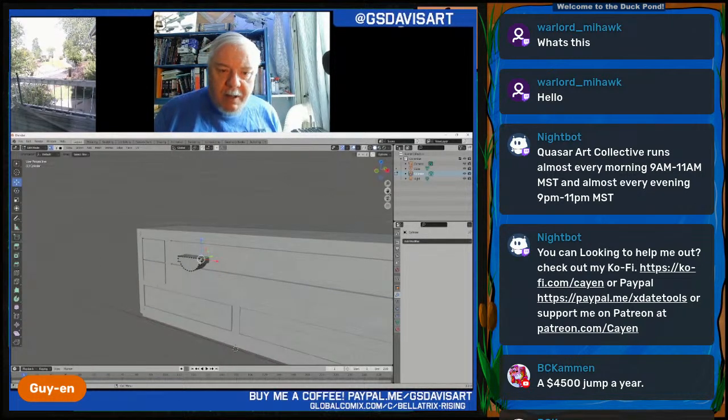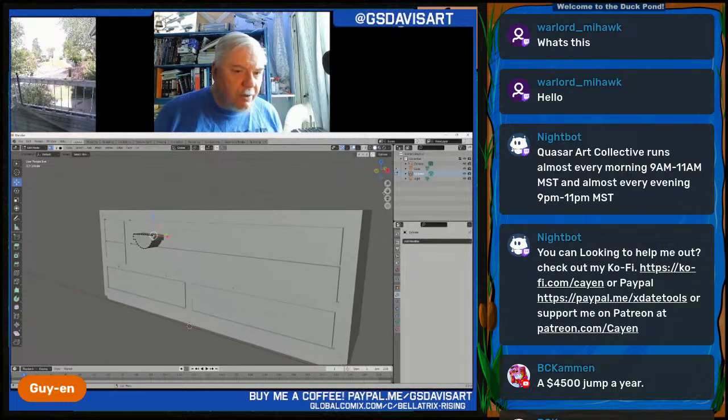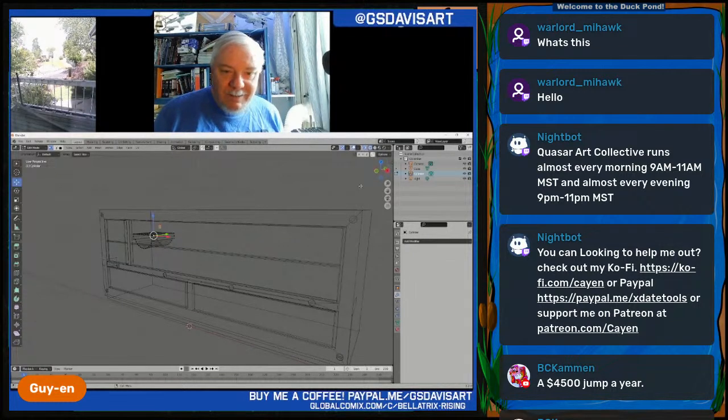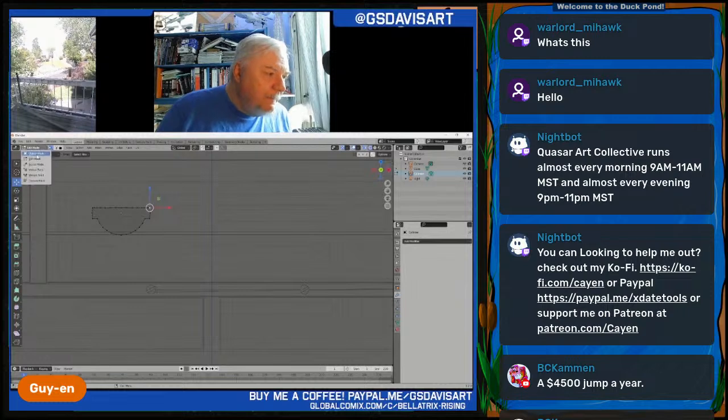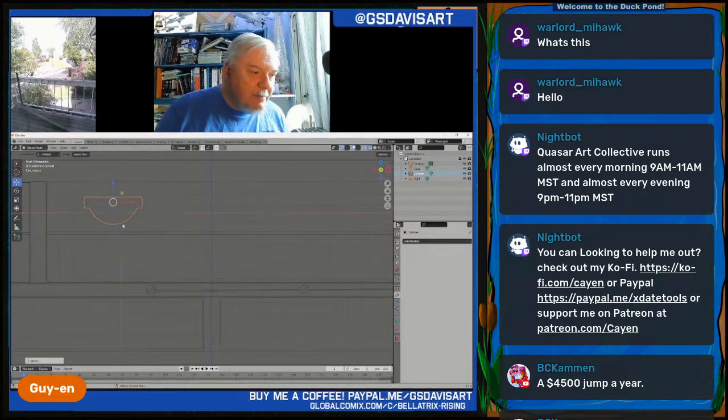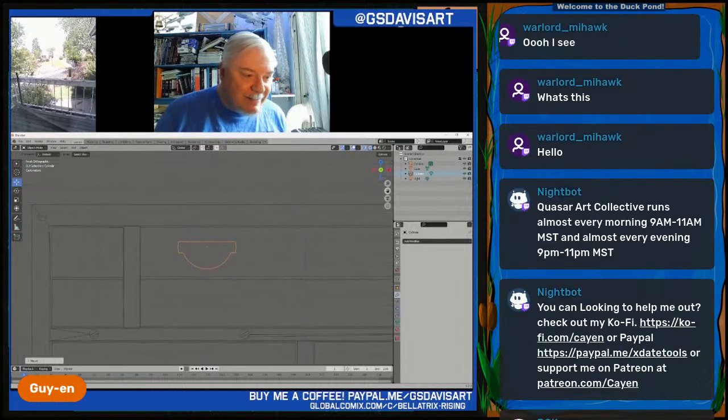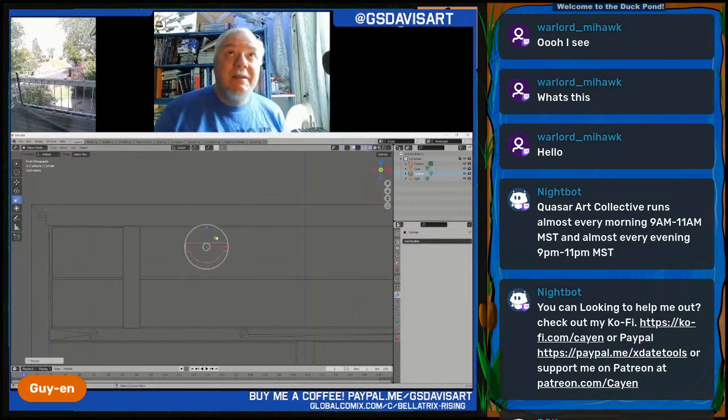It's a 3D model of a chest of drawers. Not the world's most exciting thing. But sometimes you have to make the mundane things in life. Sometimes that's just what you got to do.